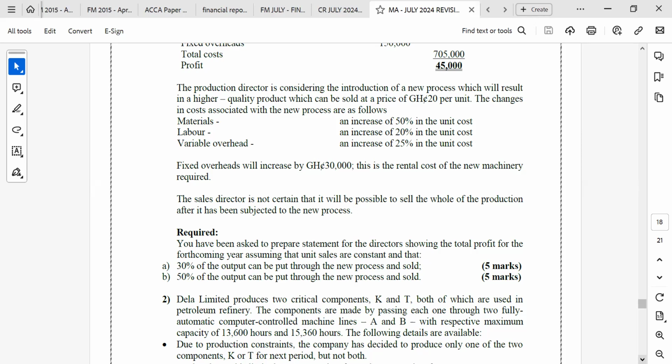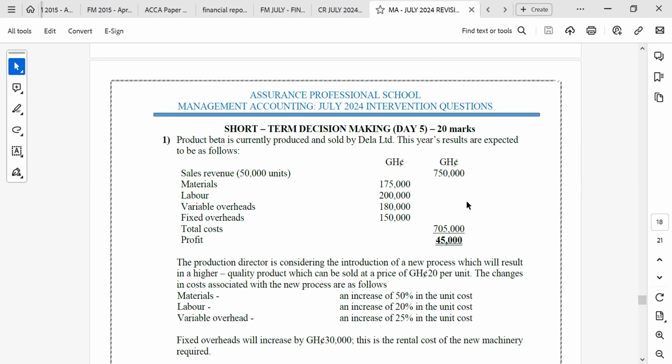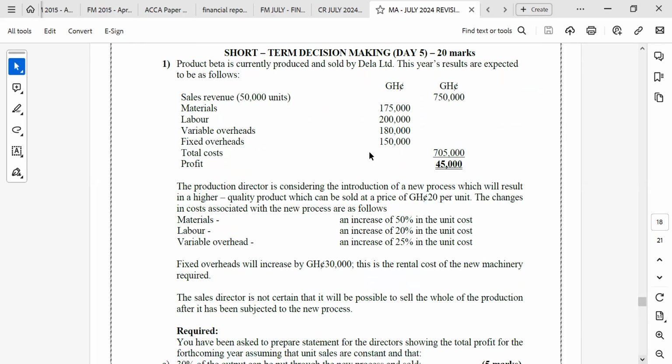All right, thank you. Yes, thank you. All right, so this is very interesting, very simple. So currently in our old system, how many units are we producing and how many units are we selling? 50,000. Okay, 50,000. All right, you see, even if you are not having a new system, you will still sell your 50,000 at the current price, isn't it?